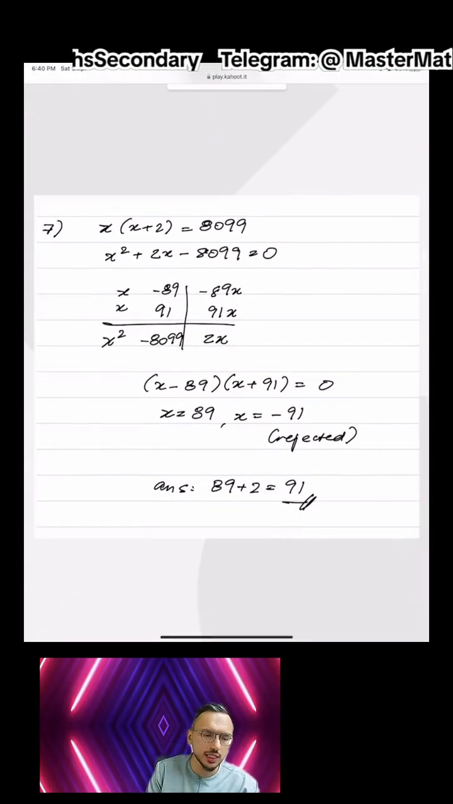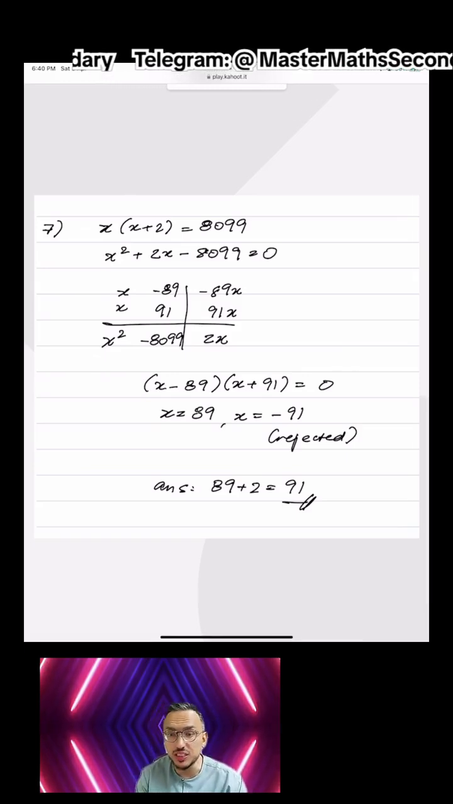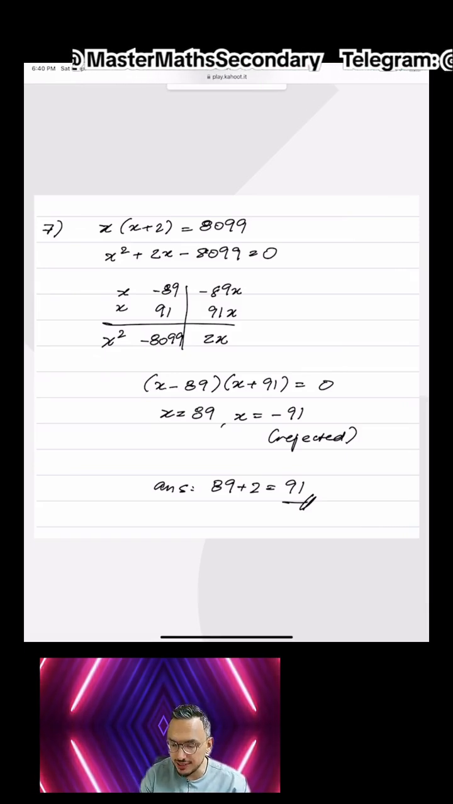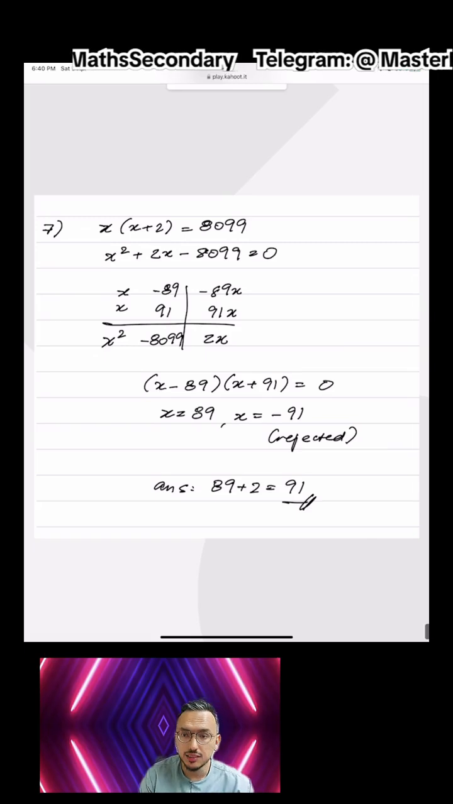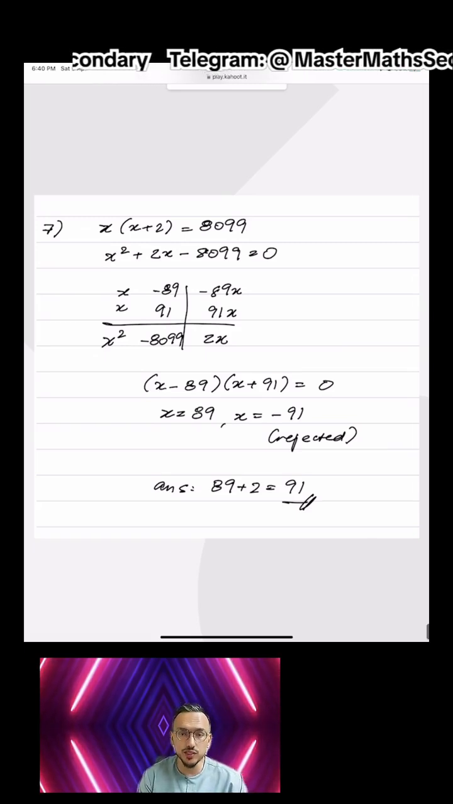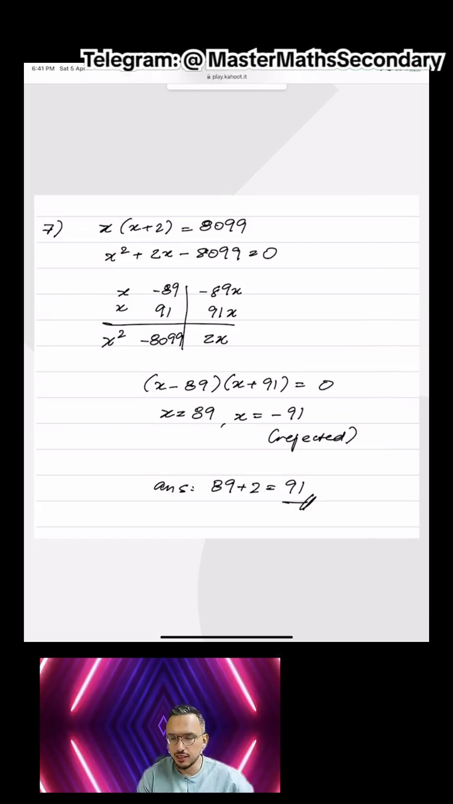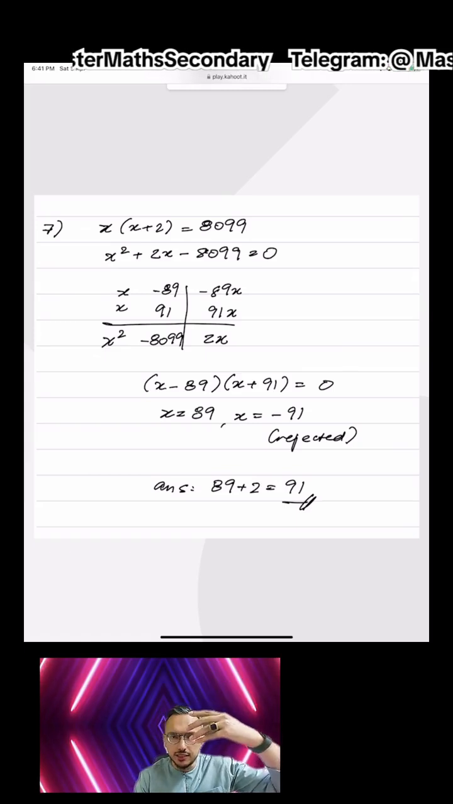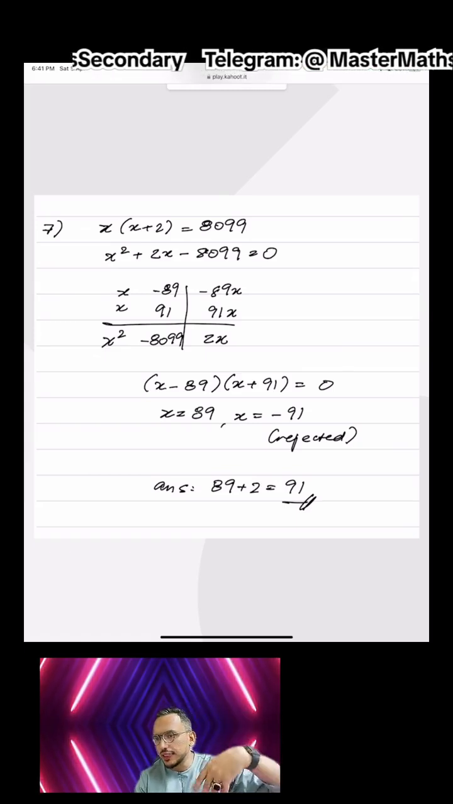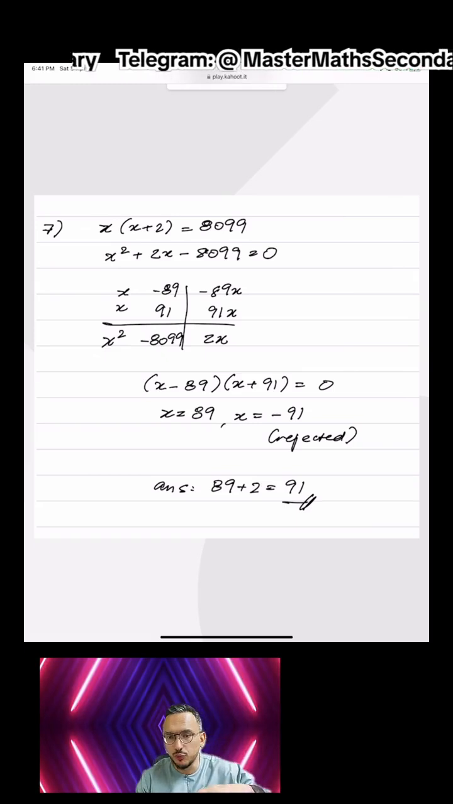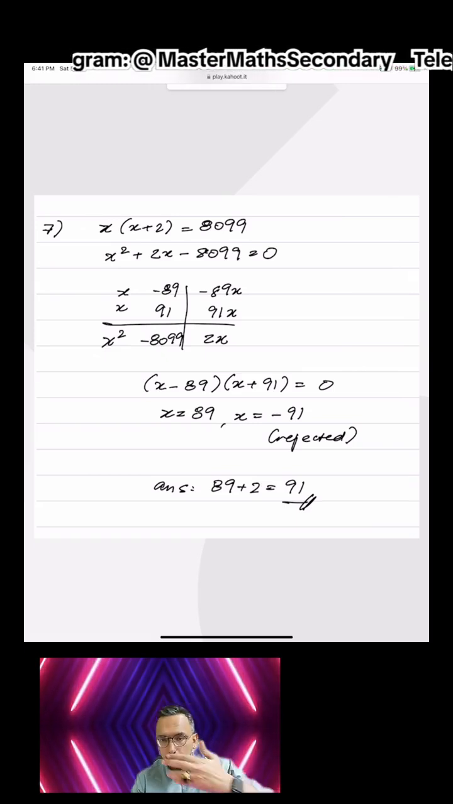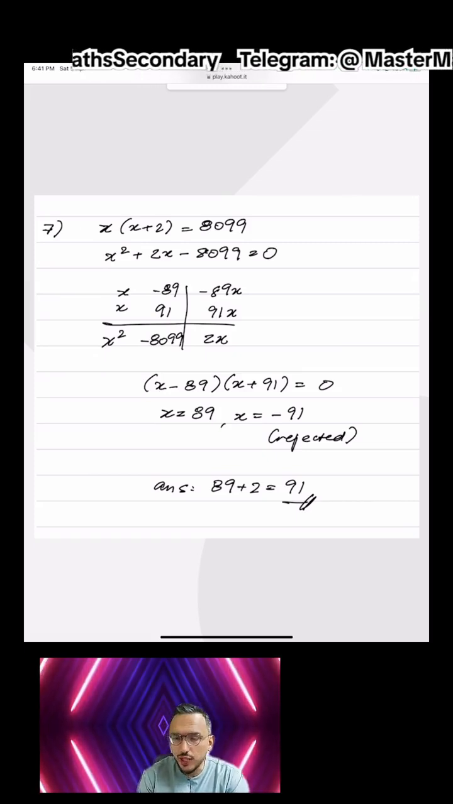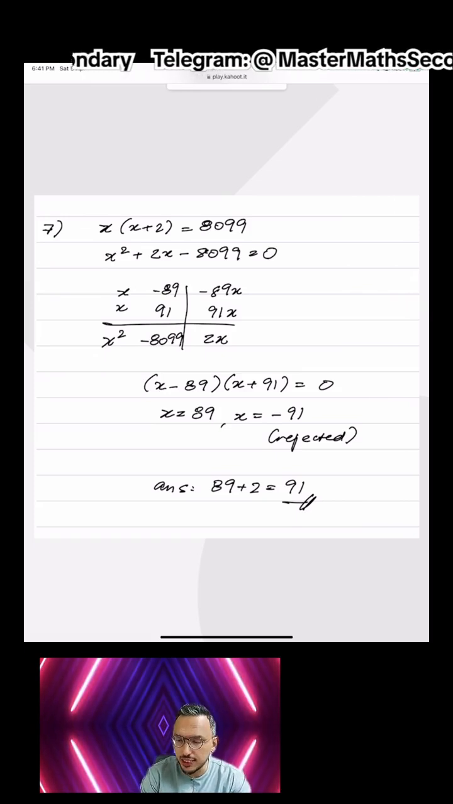So your smaller number will be x, which means your bigger number will be x plus 2. Why? Because we are talking about consecutive odd numbers. For consecutive odd numbers, like 5 and 7, 11 and 13, 21 and 23, when you have one number, the other number will be plus 2. Okay, so x times (x plus 2) equals 8099.